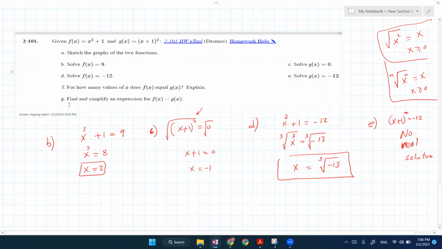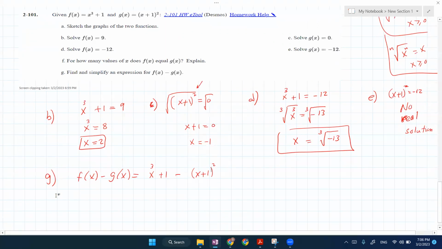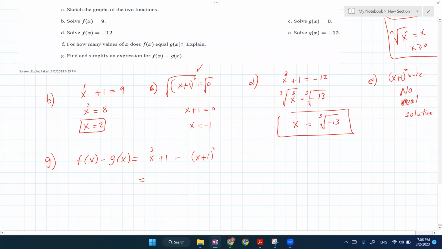And in G, find and simplify an expression for f minus g. So f of x minus g of x. f of x is x cubed plus 1. g of x is (x plus 1) squared. And (x plus 1) squared means (x plus 1) times (x plus 1). And in this case, we need to FOIL it, which means x cubed plus 1 minus (x plus 1) times (x plus 1).